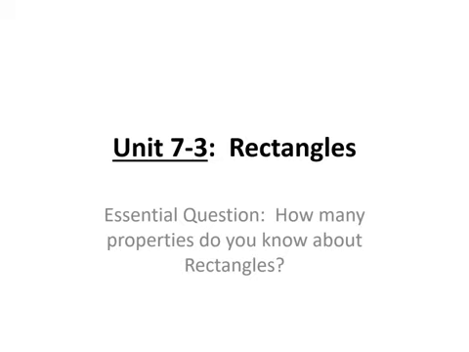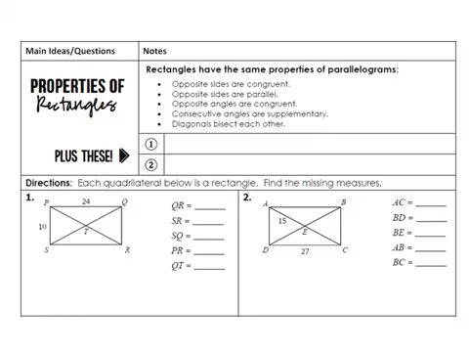Okay, Unit 7.3, rectangles. Our central question: how many properties do you know about rectangles? Well, a rectangle is a parallelogram. So a rectangle is going to have all the same 5 properties as a parallelogram. Opposite sides are still congruent. Opposite sides are still parallel. Opposite angles are still congruent. Consecutive angles are supplementary, and diagonals are still bisecting each other. So all that is true.